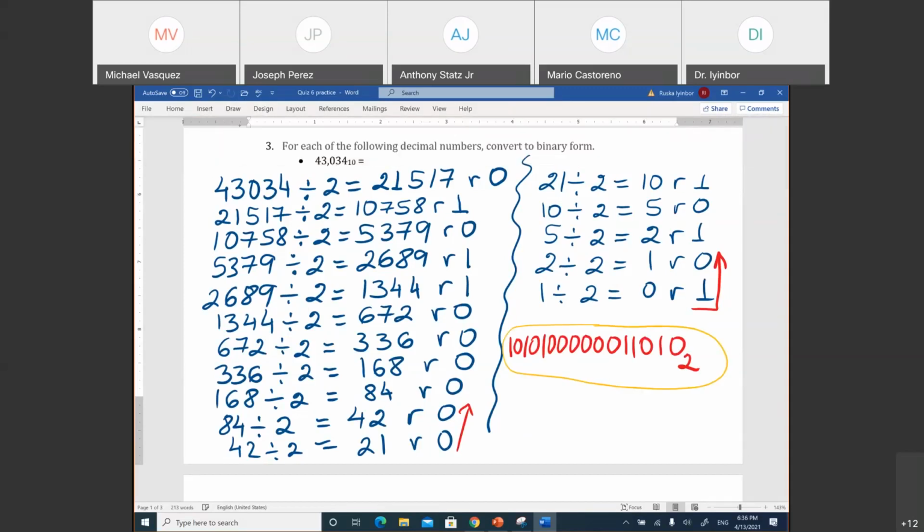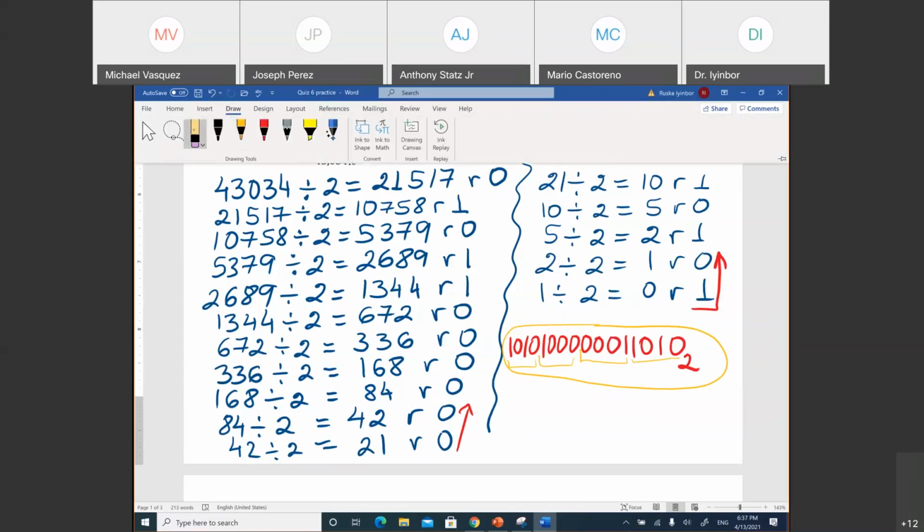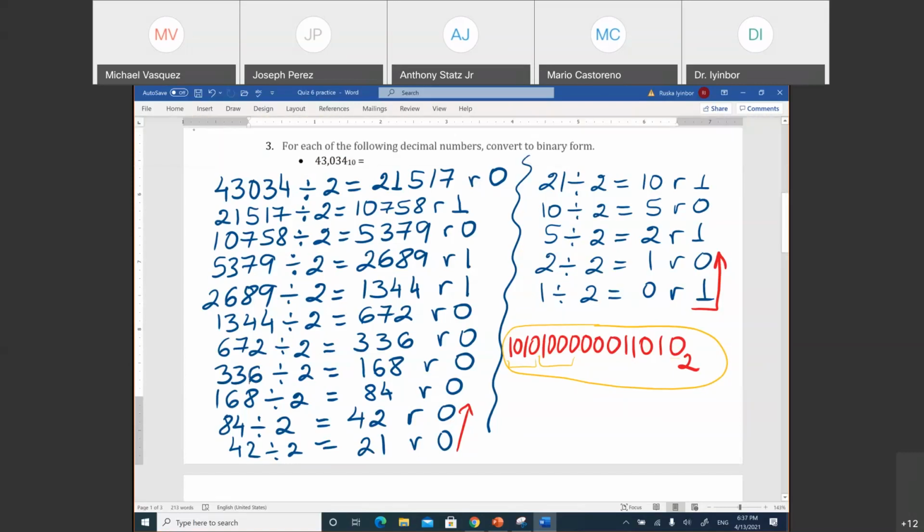And this is the easier way to do it, by the way, for a huge number like this. It's better to divide. And if you want, you can break it into nibbles, 4 digits, so it's easier to see. There are 4 nibbles, or 2 bytes. Okay, everybody understand that? Any questions on how we change decimal to binary? Any questions?